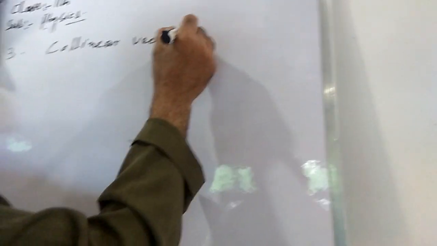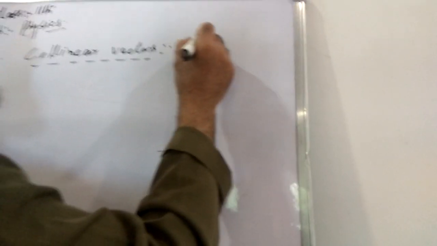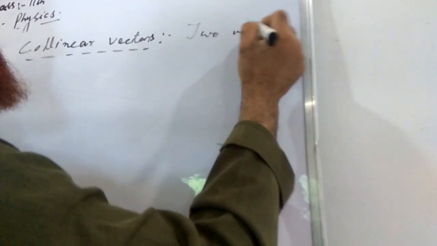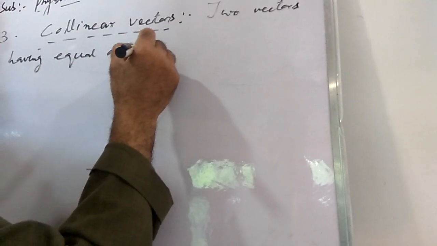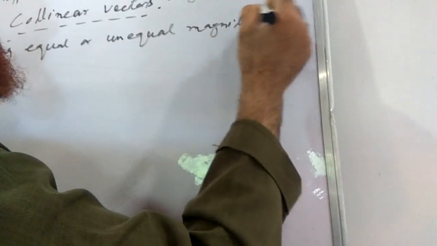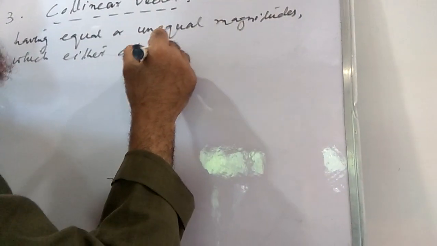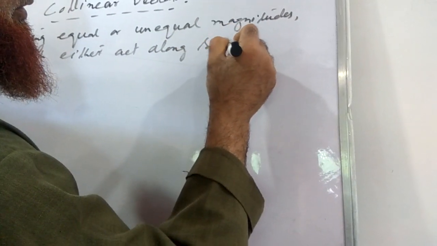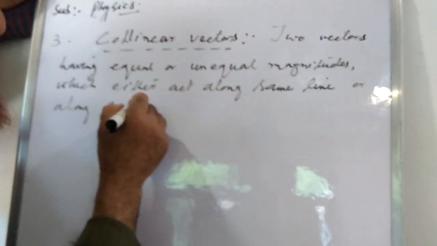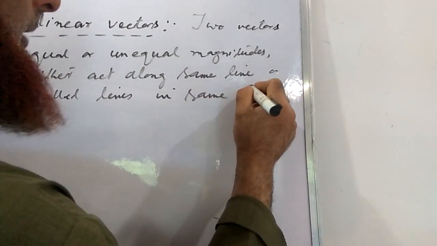Collinear vectors: two vectors having equal or unequal magnitudes which either act along the same line or along parallel lines in same direction.